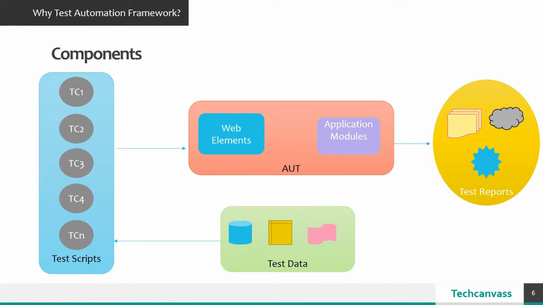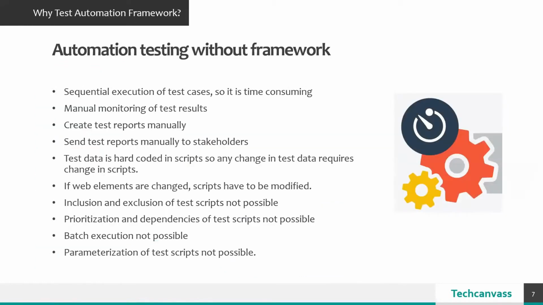So how do these components interact with each other, and how can we efficiently modularize the test artifacts? The answer is using the test automation framework. Now let's see what problems we might face in automation testing if we do not use a test automation framework. Without a framework, the test cases, which may be hundreds of them, are executed sequentially.